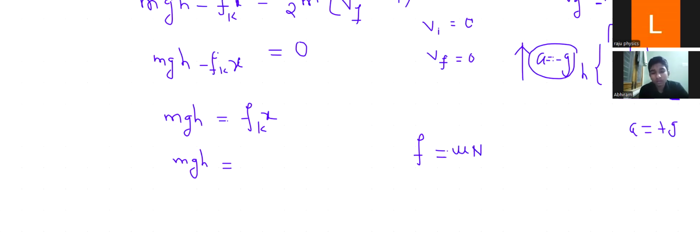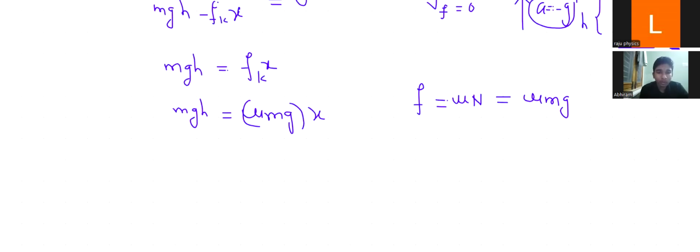I don't write it directly. So mu into N, where N is the normal force, that is mg. You can write like this also, no problem. So this is mu into mg, your N is the normal force that is mg. Mu into mg into x. So which terms are cancelled in this problem? mg and mg are cancelled.